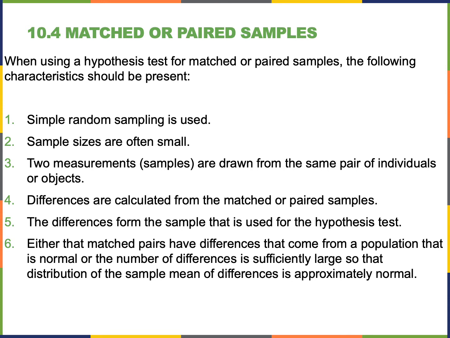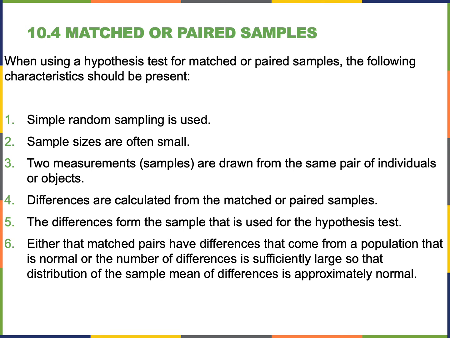When we're using a hypothesis test to compare matched samples, we need the following things to be present. They need to be sampled randomly, so simple random sampling is being used. Oftentimes the sample sizes are small. We get two samples drawn from the same pair of individuals or objects, and then we calculate the differences, and the differences form the sample that's used for the hypothesis test. So we're basically testing the differences of a certain amount of pairs of samples.